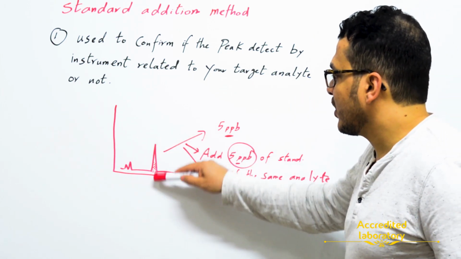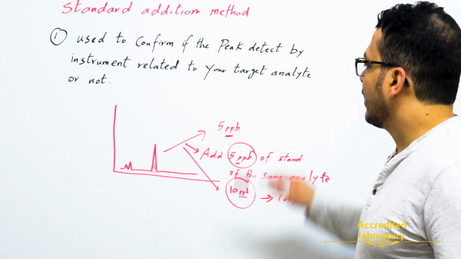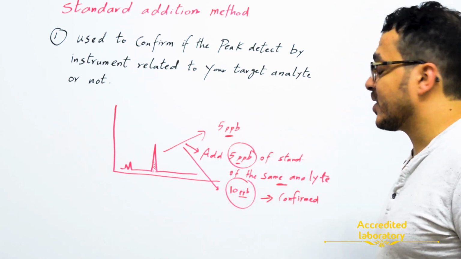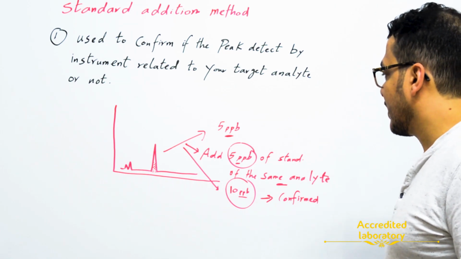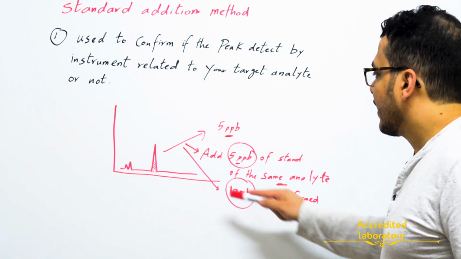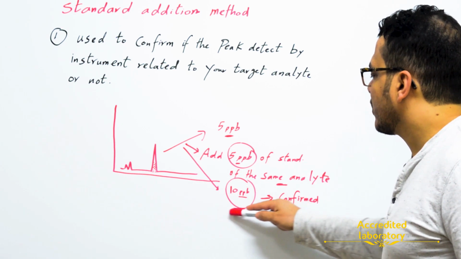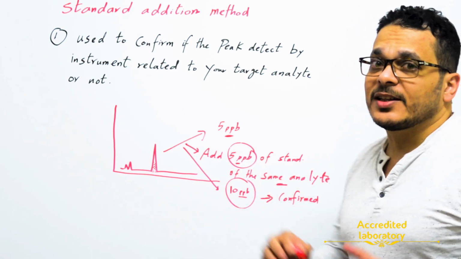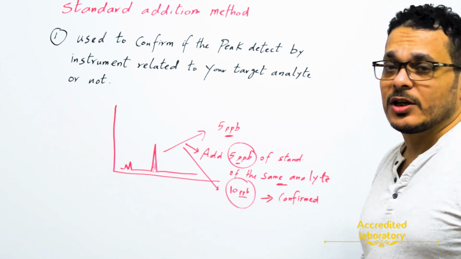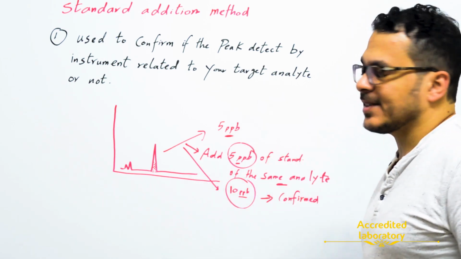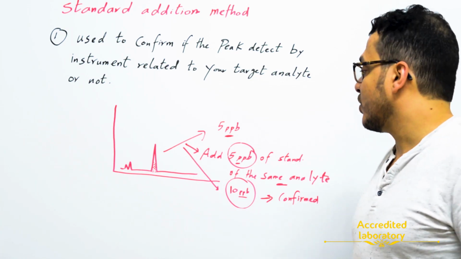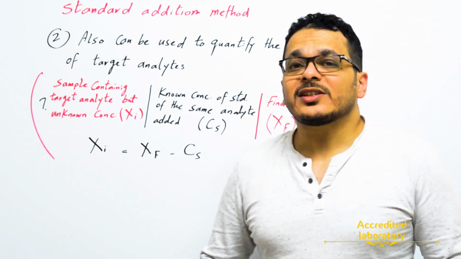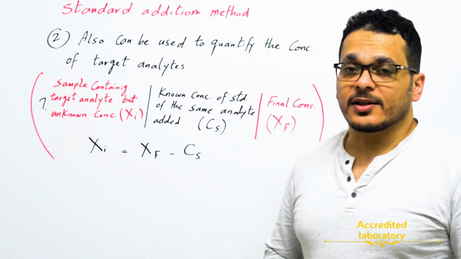The concentration from the area under this peak was 5 ppb. If you add another 5 ppb of standard of the same analyte that you analyzed, if the result became 10 ppb, so this is confirmed, this is your target analyte. But if the result was not 10 ppb, was 5 ppb as an example, in this case, this is not your target analyte. And mainly, standard addition is used to quantify the concentration of unknown target analytes.